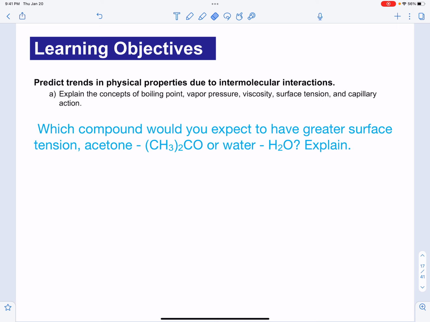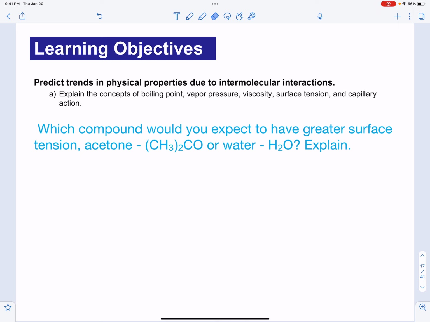Which compound would you expect to have greater surface tension, acetone or water? So once more, surface tension is the molecules on the surface being attracted by the intermolecular forces. The stronger those forces are, the harder it will be for something to break through. So let's analyze the different forces for these two.